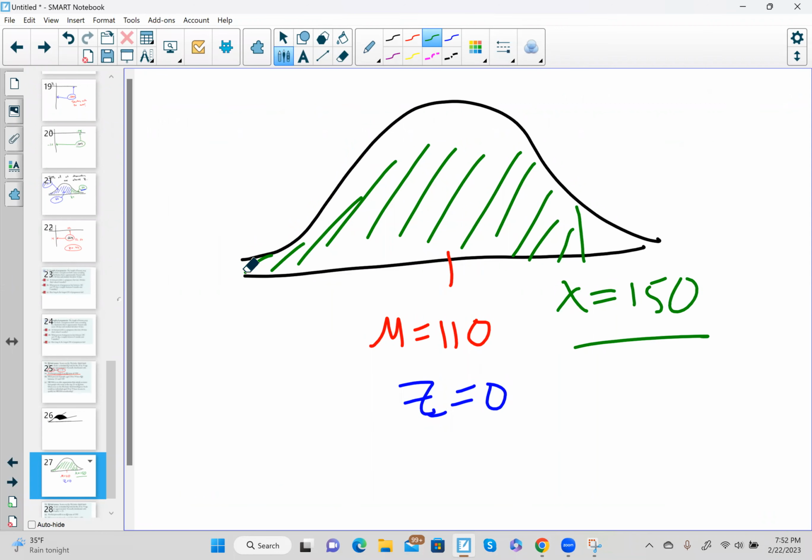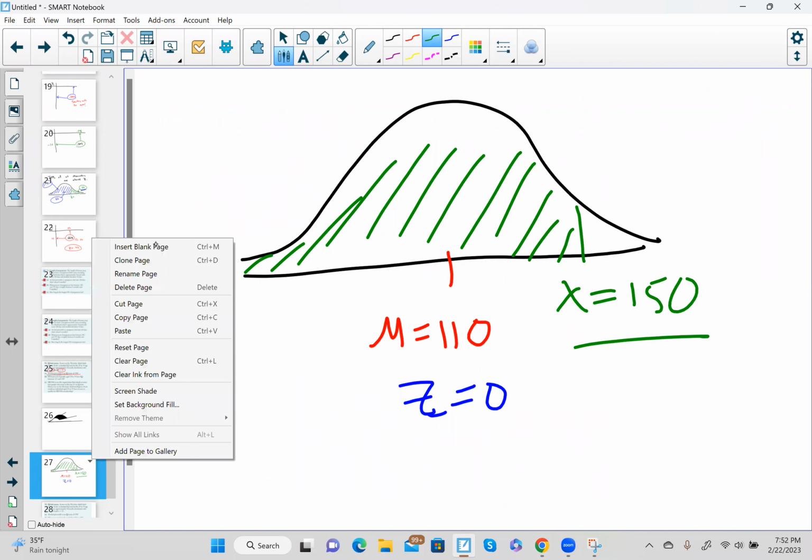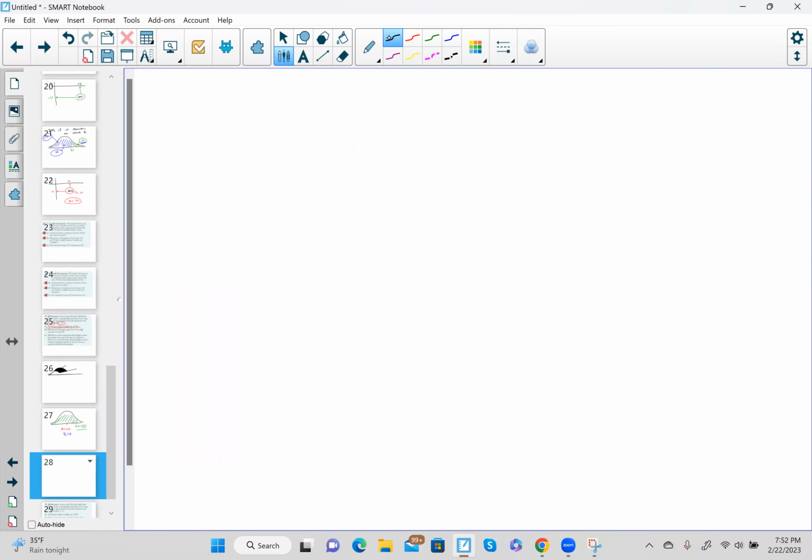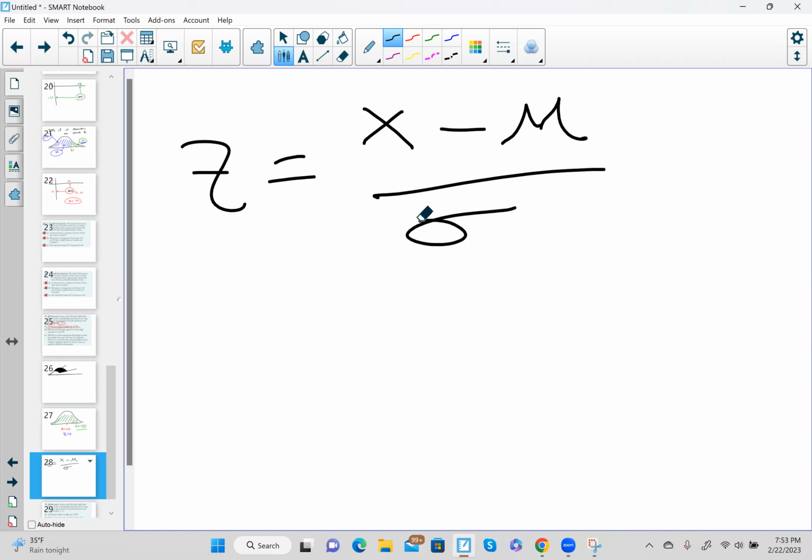And it turns out that there's a way to do that. So here you go. Here's a new definition. Z equals x minus the mean divided by the standard deviation. So this is a formula for z-scores. This is how you find them.